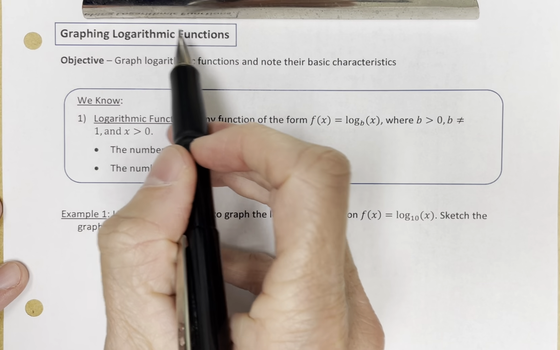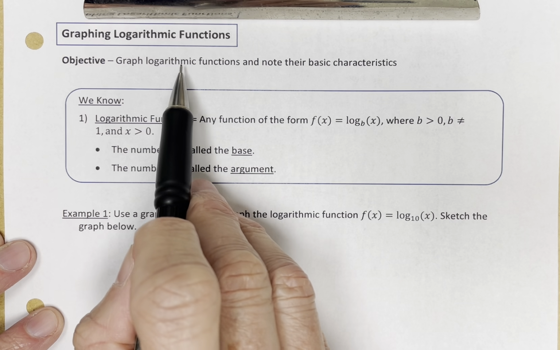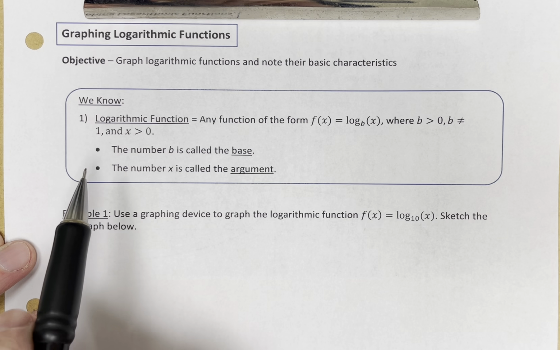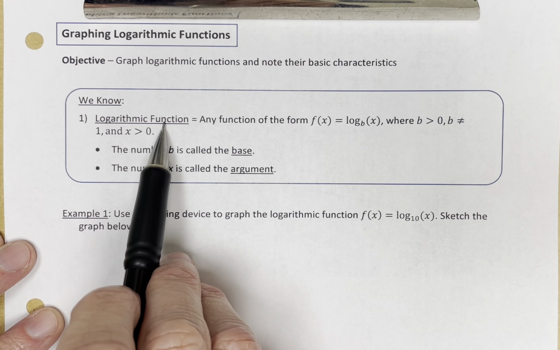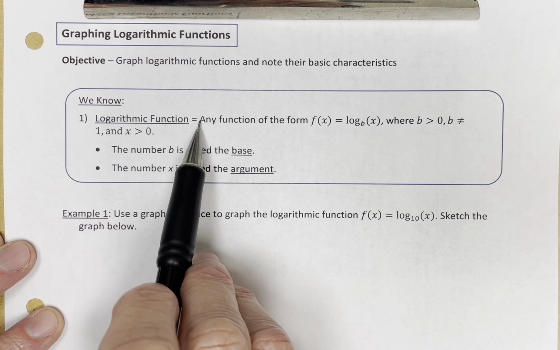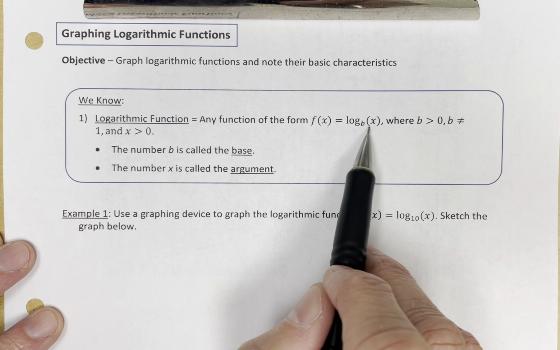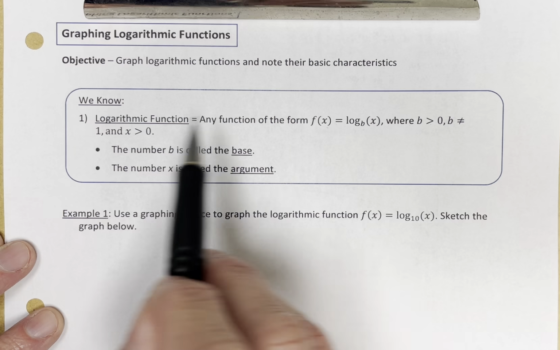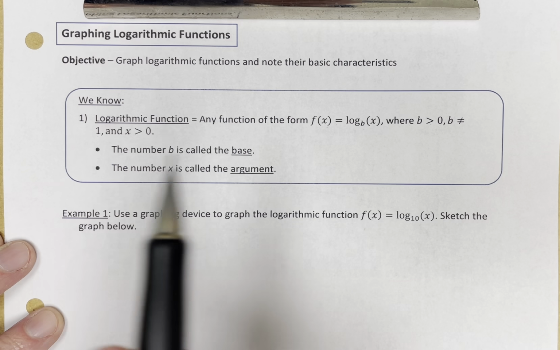Graphing logarithmic functions. Our objective: graph logarithmic functions and note their basic characteristics. So what do we already know? We know what a logarithmic function is. Any function of the form f of x equals log base b of x, where the base is greater than 0 and not equal to 1, and the argument is always greater than 0.